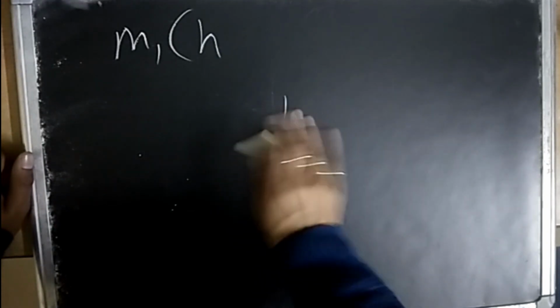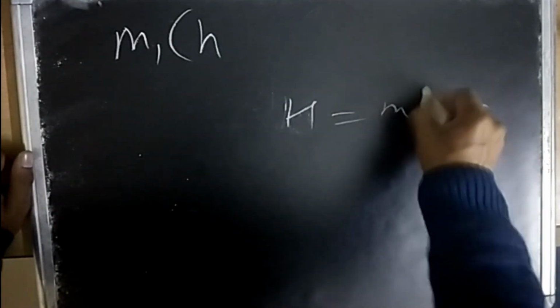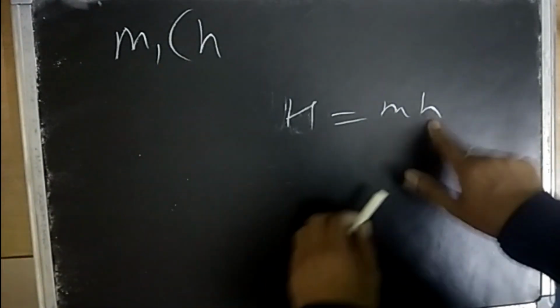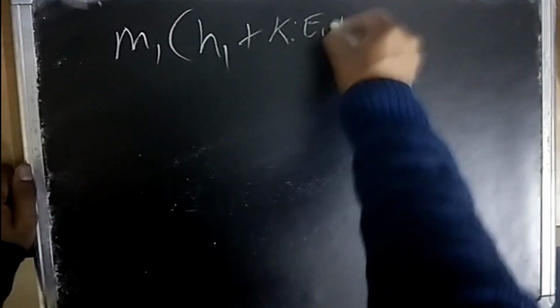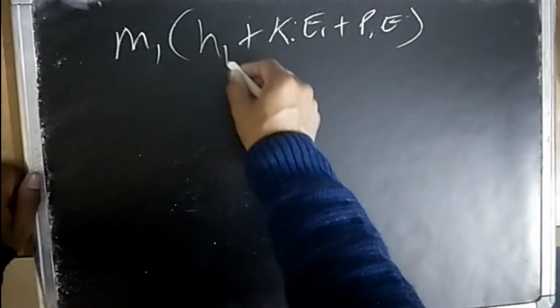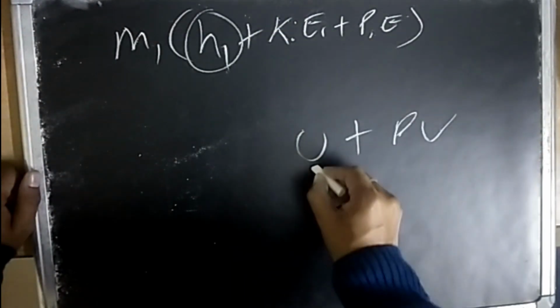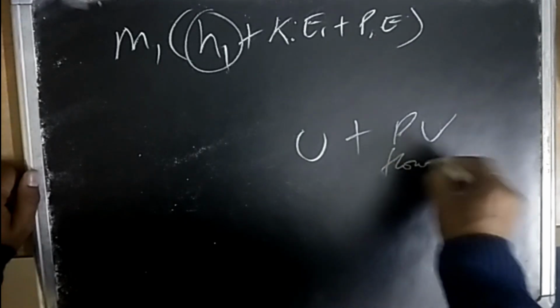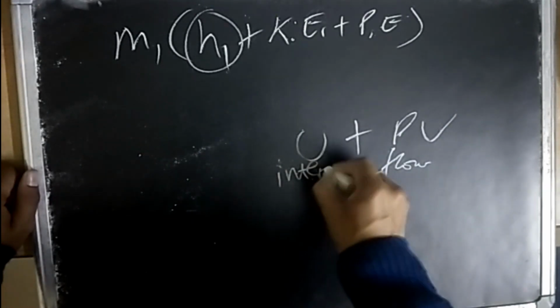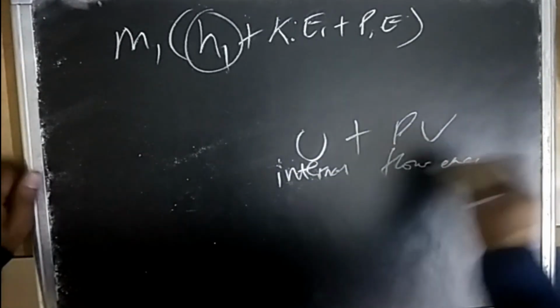So it would be M1 into H, where small h is enthalpy per unit mass, so mass into H. In that way you can see: H1 plus kinetic energy plus potential energy. Why H1? Why not U1? Because U plus PV, we need to take internal energy plus the flow energy. Because it's an open system, we need to take flow energy also.